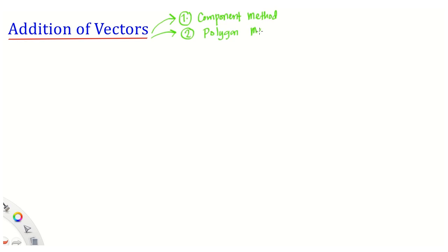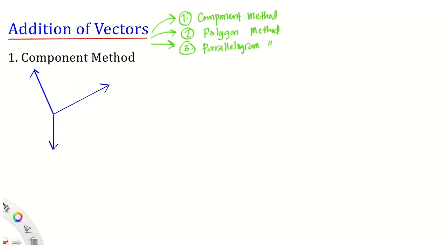And polygon method is one of the most exciting methods here because you're going to use objects and polygons and so much and so forth. Last but not the least, we have the parallelogram method, which is a higher variation of polygon method. The way you solve this parallelogram is the same as how you solve polygon method. So let us go first with the component method.